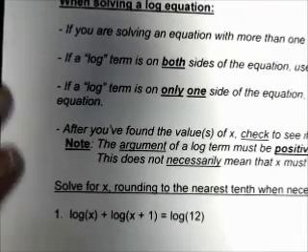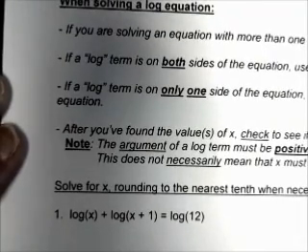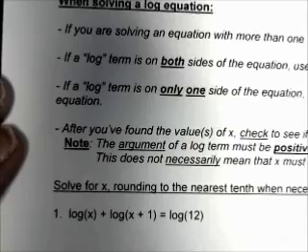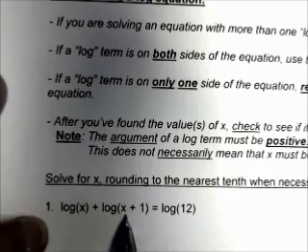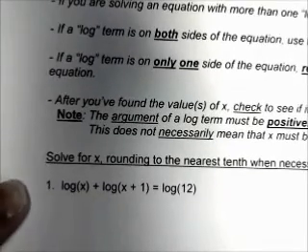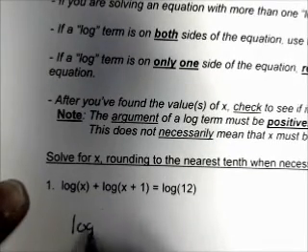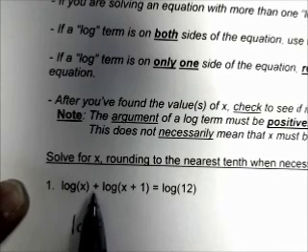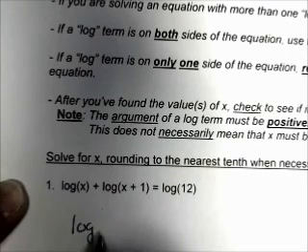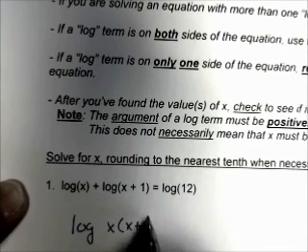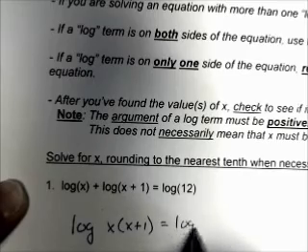Number 1, here we have log x plus log of x plus 1 is equal to log 12. All right. So we have more than one log on the left-hand side. So we want to condense this into a single log. This addition here between the two logs meant it was multiplication to start. So this would be log of x times x plus 1 equals log of 12.